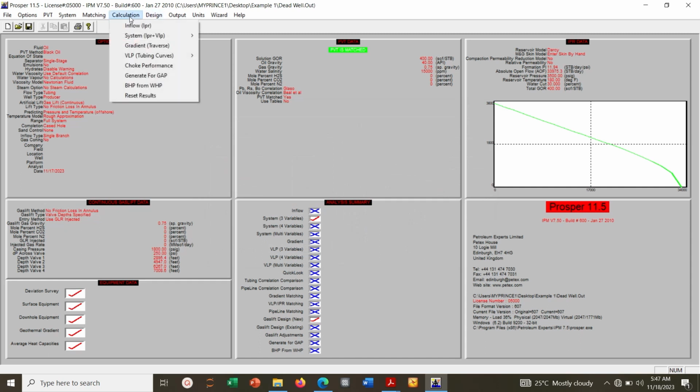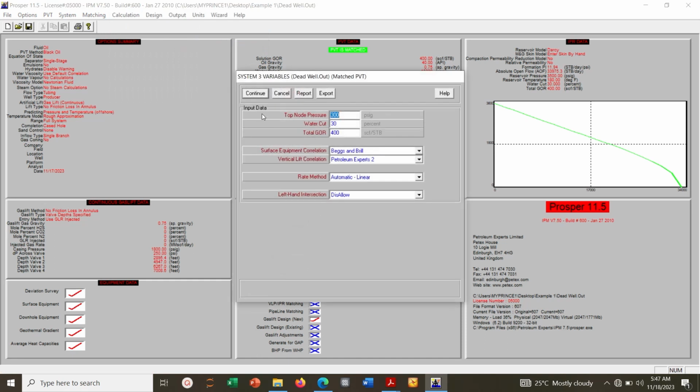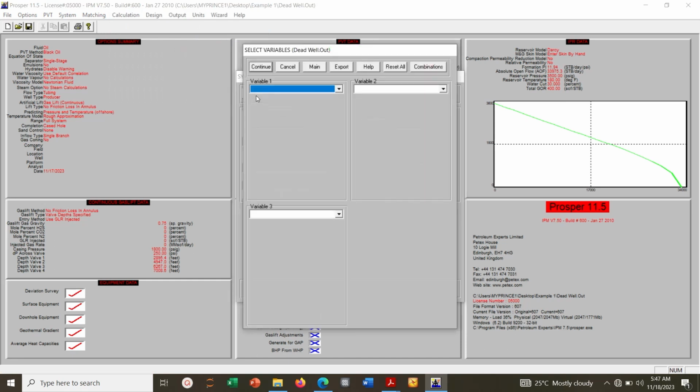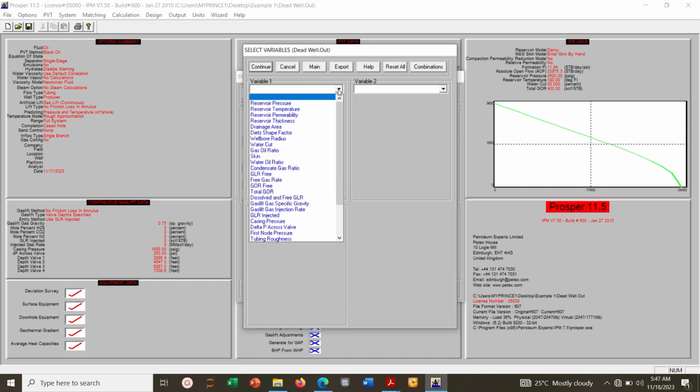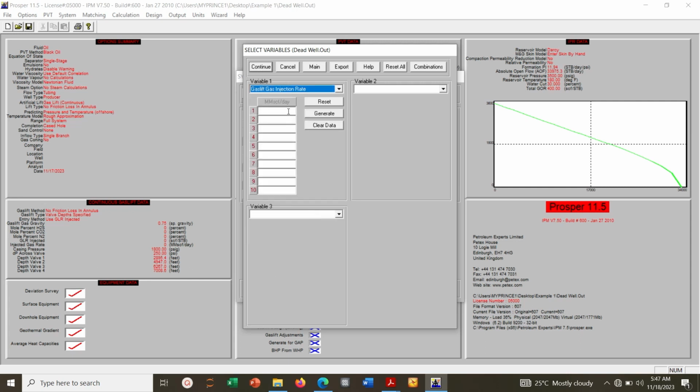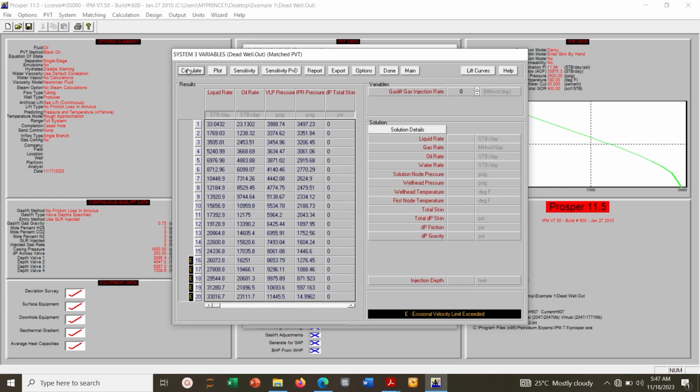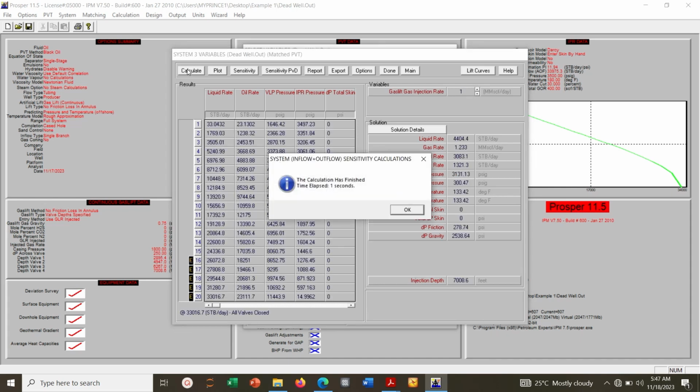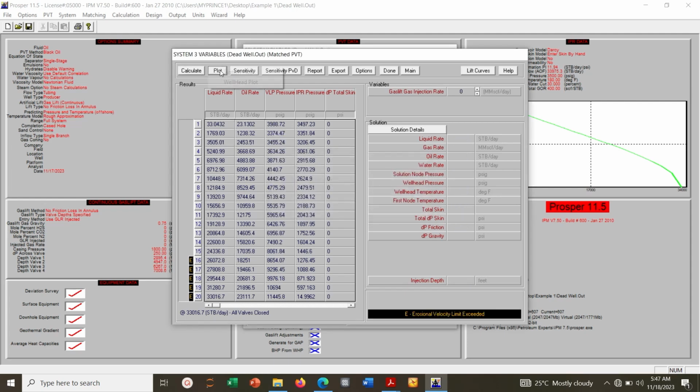Quickly go to calculation, three variables, continue. Then we click on gas lift injection rate. For the first value put 0, for the second value put 1, and then we click continue. Click plot.